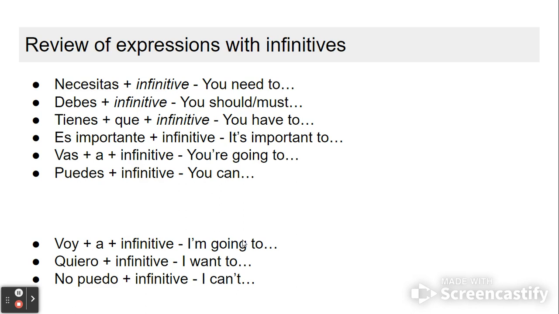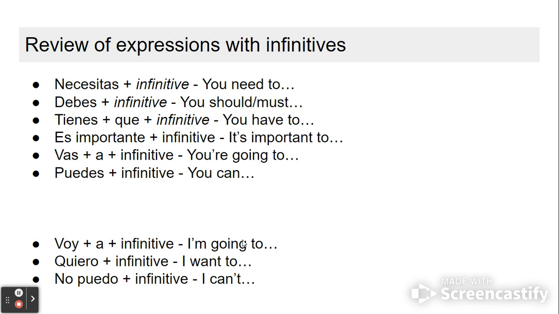Maybe this is not necessarily a call to action, but it's something that can tell the reader what you are going to do in the future, in the near future. Puedes plus infinitive, you can. Of course, you can always use these expressions from the point of view of yo. Voy a plus infinitive. I use that in my introductions to explain what I am going to do. I also used it in my conclusion to say that I'm going to eat fruits next.